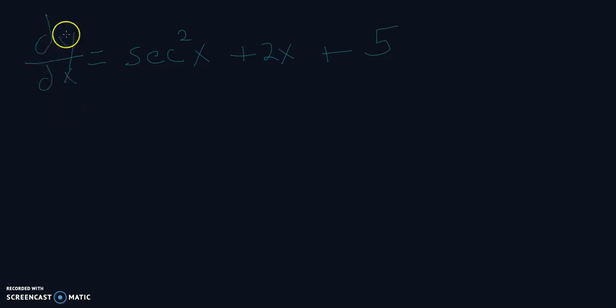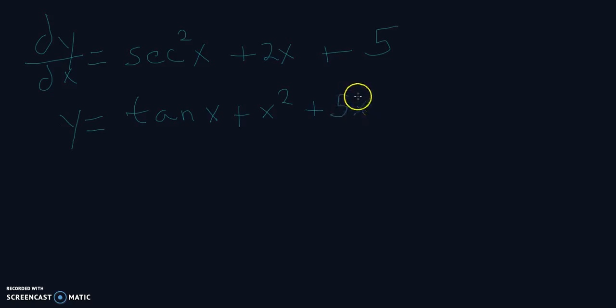The antiderivative of dy over dx has to be y. The derivative of what will give us secant squared? Well, that's tangent x, and the antiderivative of 2x is x squared. And the antiderivative of 5 is plus 5x.